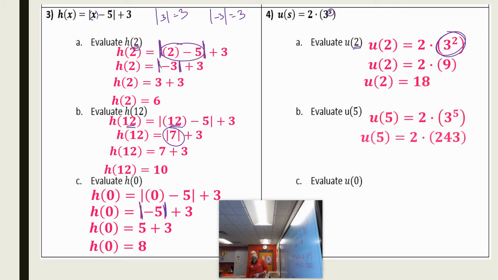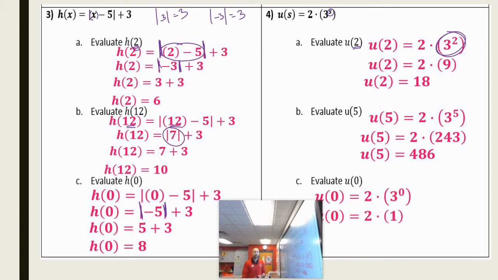Letter B, 3 to the power 5 is 243. Times 2 is 486. And then letter C, anything to the power of 0 is 1. And 1 is 2. So u sub 0 is 2 for letter C.